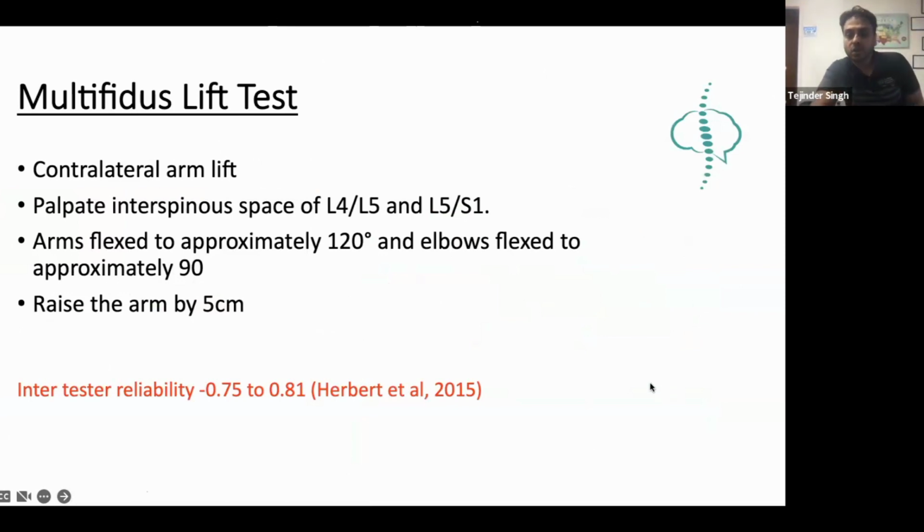Contraindications, I don't think, do you have to isometrically hold the muscle contraction for a particular time? Yes, you can. If you're training the muscle isometrically, you can do a TRA multifidus co-contraction. I don't think there's any contraindication for working on multifidus.